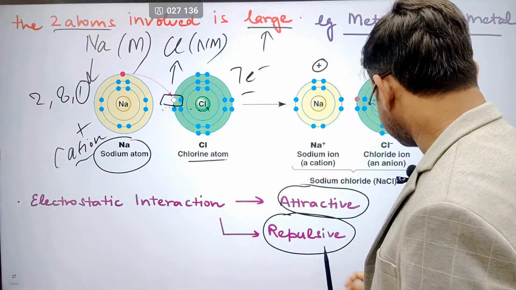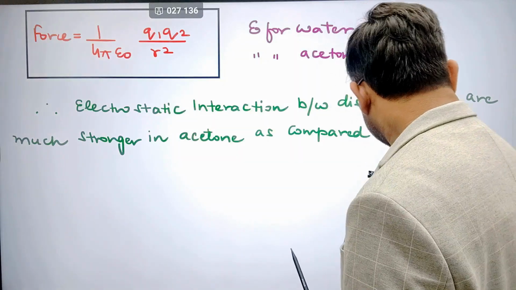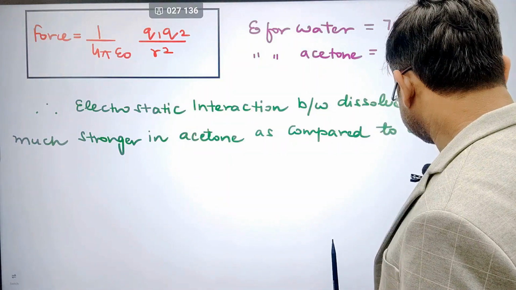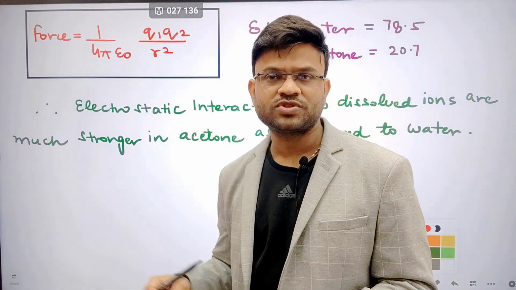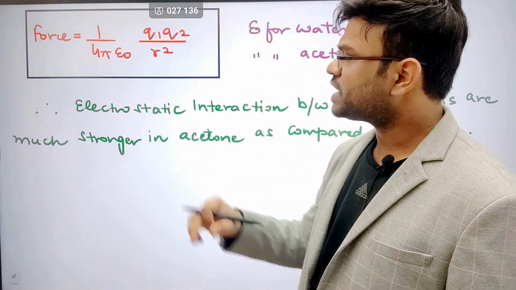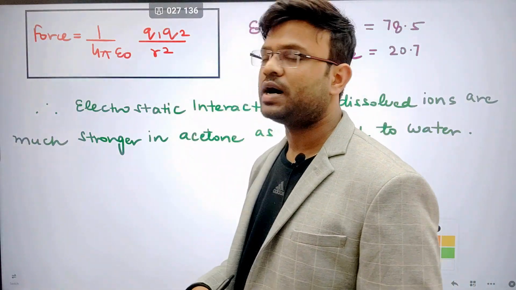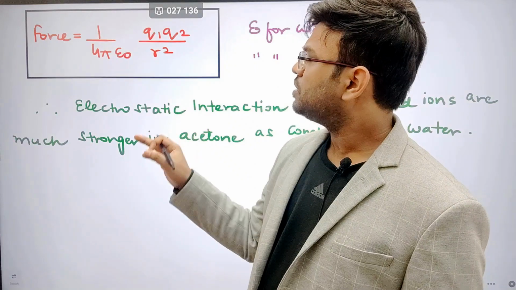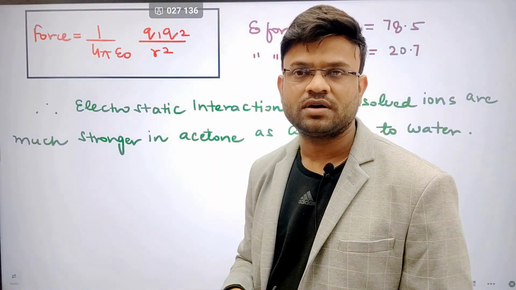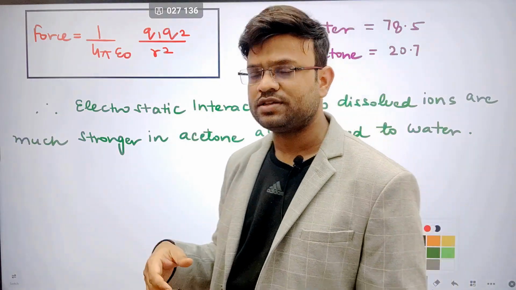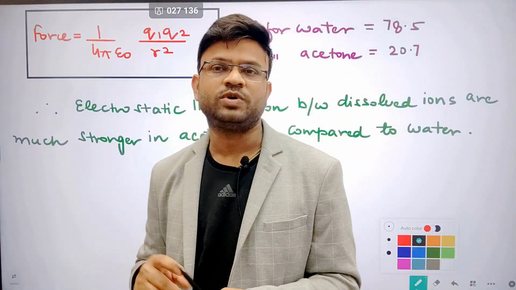I believe you would have understood this concept. Let us move on to the next slide. If someone wants to calculate the force of attraction when it comes to the ionic interaction, the force can be calculated as 1 upon 4 pi epsilon into Q1 Q2 upon R square. Now 4 pi epsilon is basically a constant value. Q1 is the first ion's charge, Q2 is the second ion's charge, and R is the distance between them.